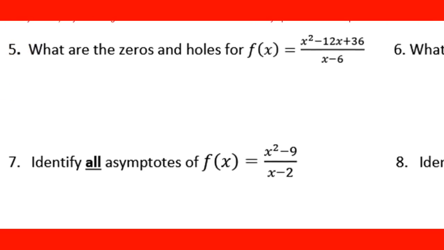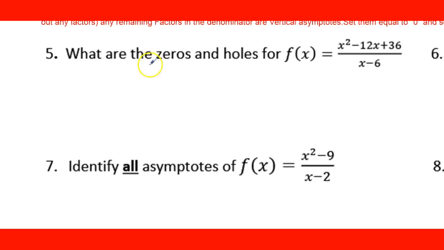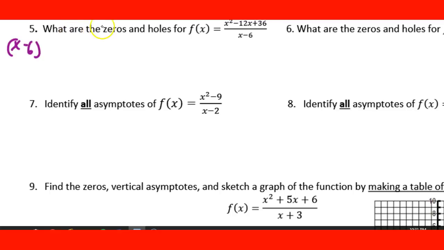Let's look at number 5 here. Number 5 says, what are the zeros and holes of this function right here? Well, if you use the rules that we have up above, first of all, you got to factor everything. When we factor that top, that's a perfect square trinomial. So you have x minus 6 times x minus 6, all over x minus 6.